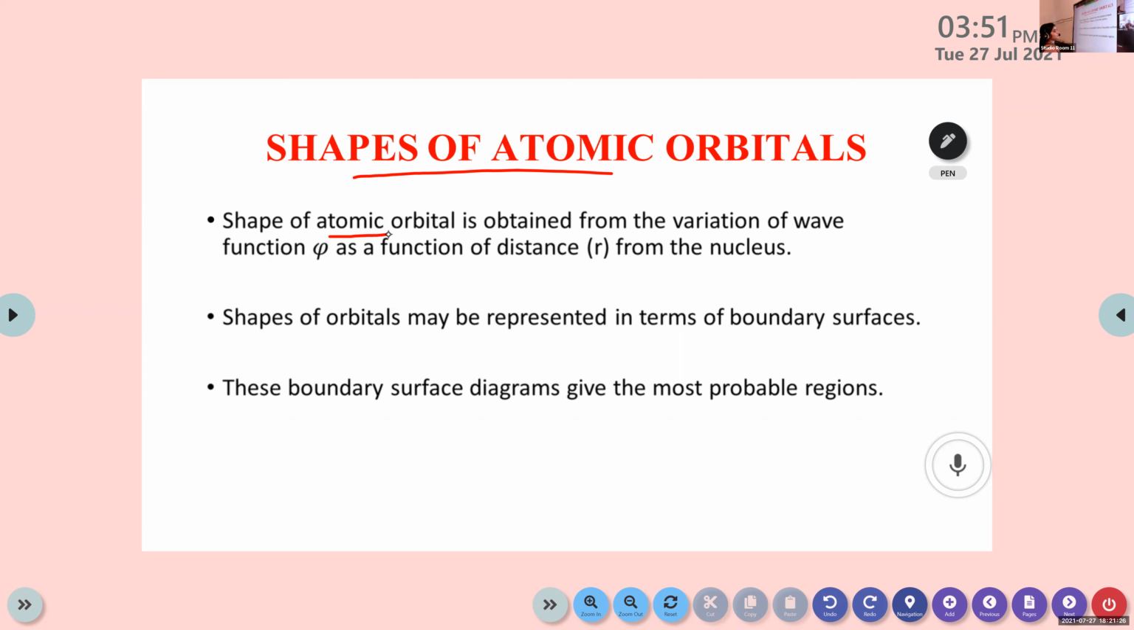The shape of an atomic orbital is obtained from the variation of wave function psi as a function of distance r from the nucleus. We have learned one wave function, psi. Do you remember that one? I told you it gives information about the probability of where this electron is located.